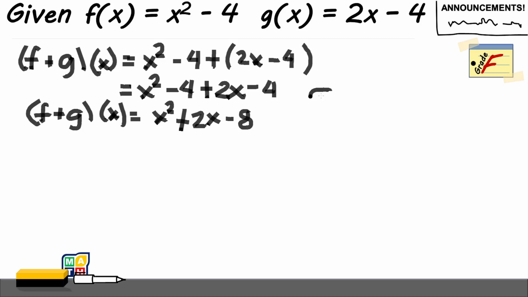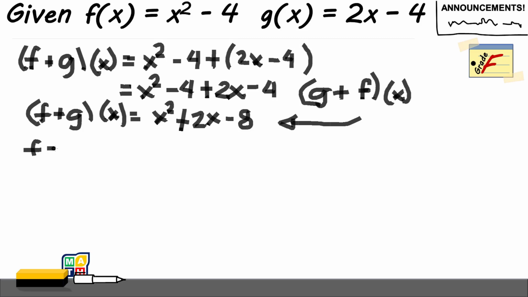Now, if ever you are asked to do this as well, you have g of f of x. You will actually have the same result. This is because addition is commutative. So if you're going to try solving for this, you will still end up with the result x squared plus 2x minus 8. However, this is not true for subtraction. So if we're going to have here f minus g of x, this result would be different when we write g minus f of x. Because then again, subtraction is not commutative. Just like 2 minus 1 being 1, but 1 minus 2 is negative 1.